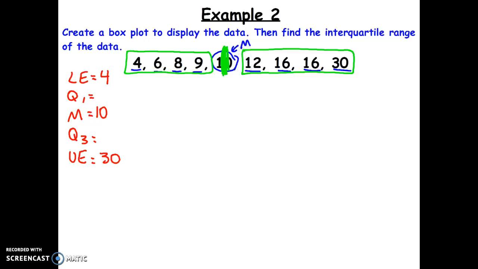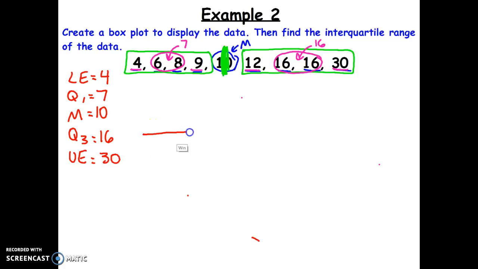So to find our median of the first half of data, which is our Q1, we'll work our way inward, and we see that we have two numbers in the middle. So to find the median, we'll find the average of those numbers. And that comes out to be 7. So our Q1 is 7. Let's do the same over here. We have two numbers in the middle. Find the average of those numbers, and that comes out to be 16. So our Q3 is 16.